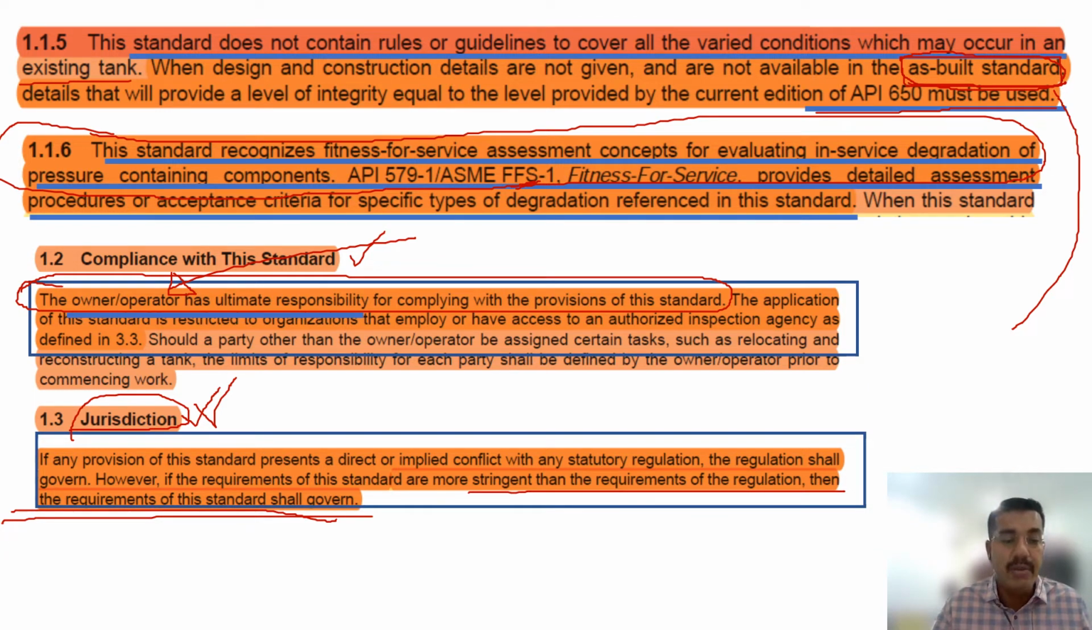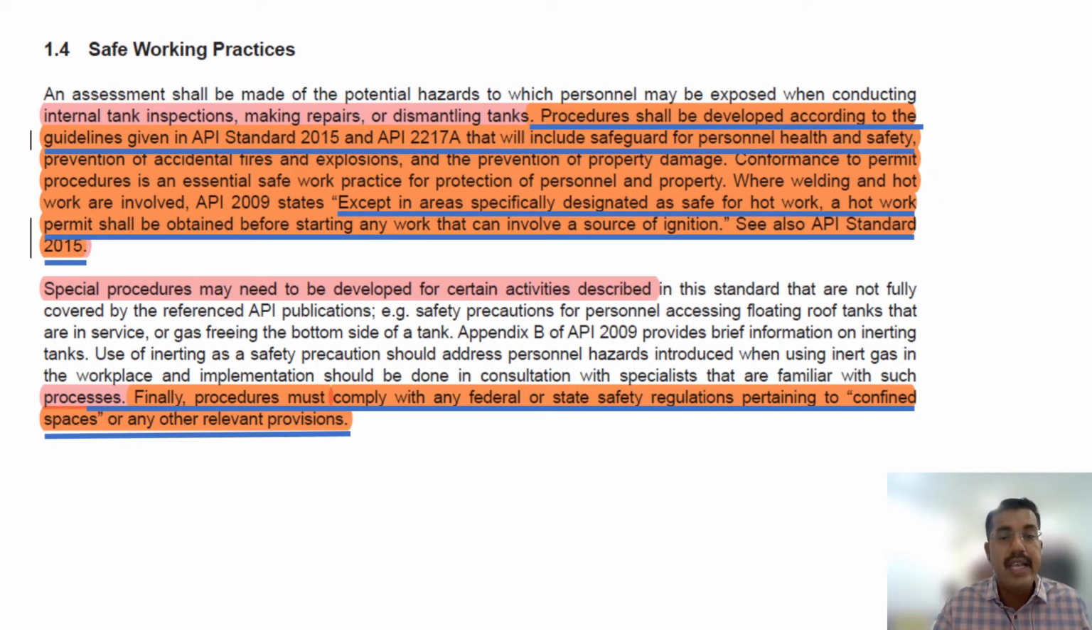So that you need to remember. Usually these questions are coming, 3 to 4 questions will come. Safe working practice. This is the code which you have to remember. Usually they ask in the API exam, closed book exam.